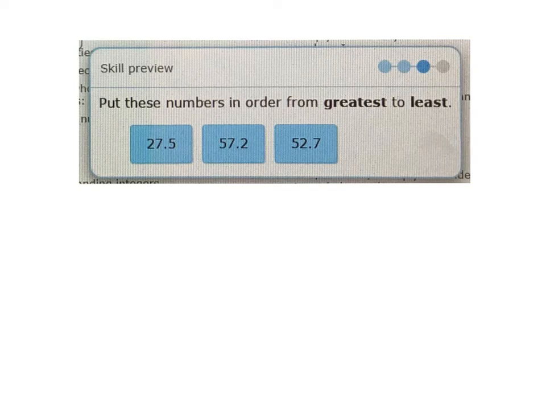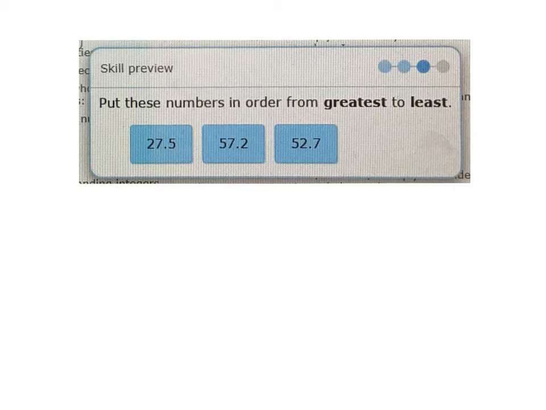In this video, we're going to look at comparing the size of decimal numbers and putting them in order. So this first example says, put these numbers in order from greatest to least. The first thing I want to do is line them up, just like we did with the large numbers in the last section, making sure the place values are all in the right column.